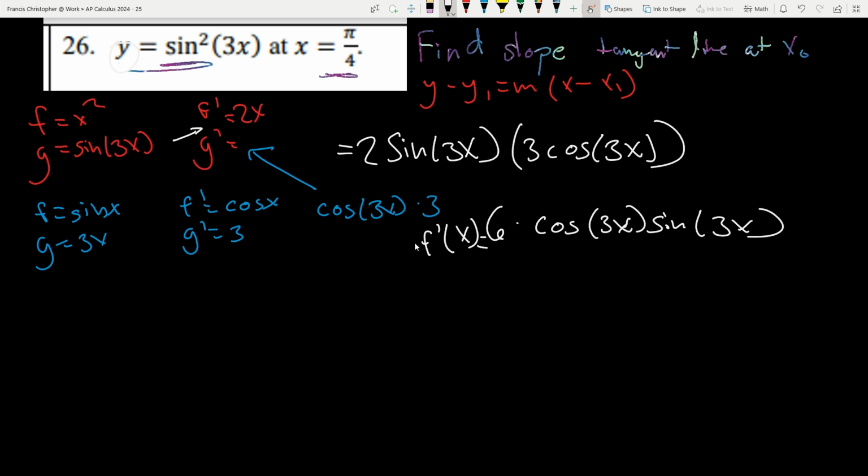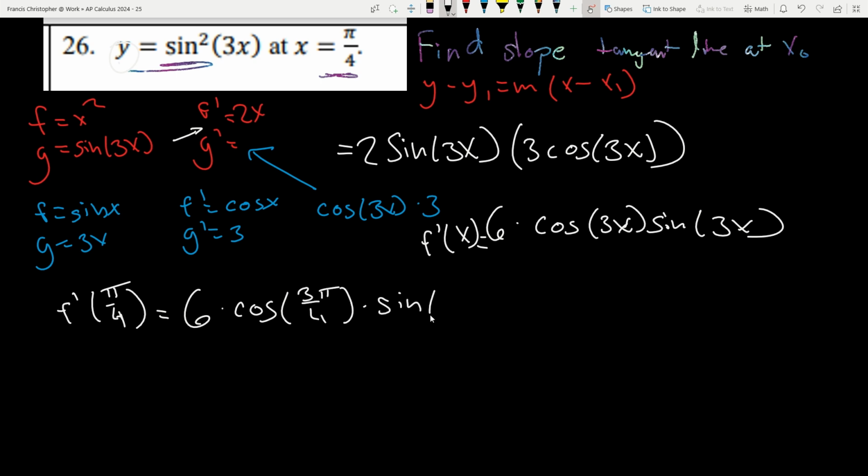We want to find the slope at x naught, which is pi over 4. So we need to find f prime of pi over 4. And since we've already found this formula, that's really easy. So just 6 times cosine of 3 pi over 4 times sine of 3 pi over 4. And where is 3 pi over 4 on the circle? That's this angle. I'm not going to get into trigonometry right now, but this is pi over 4, 45 degrees. So 45, 90, 135.